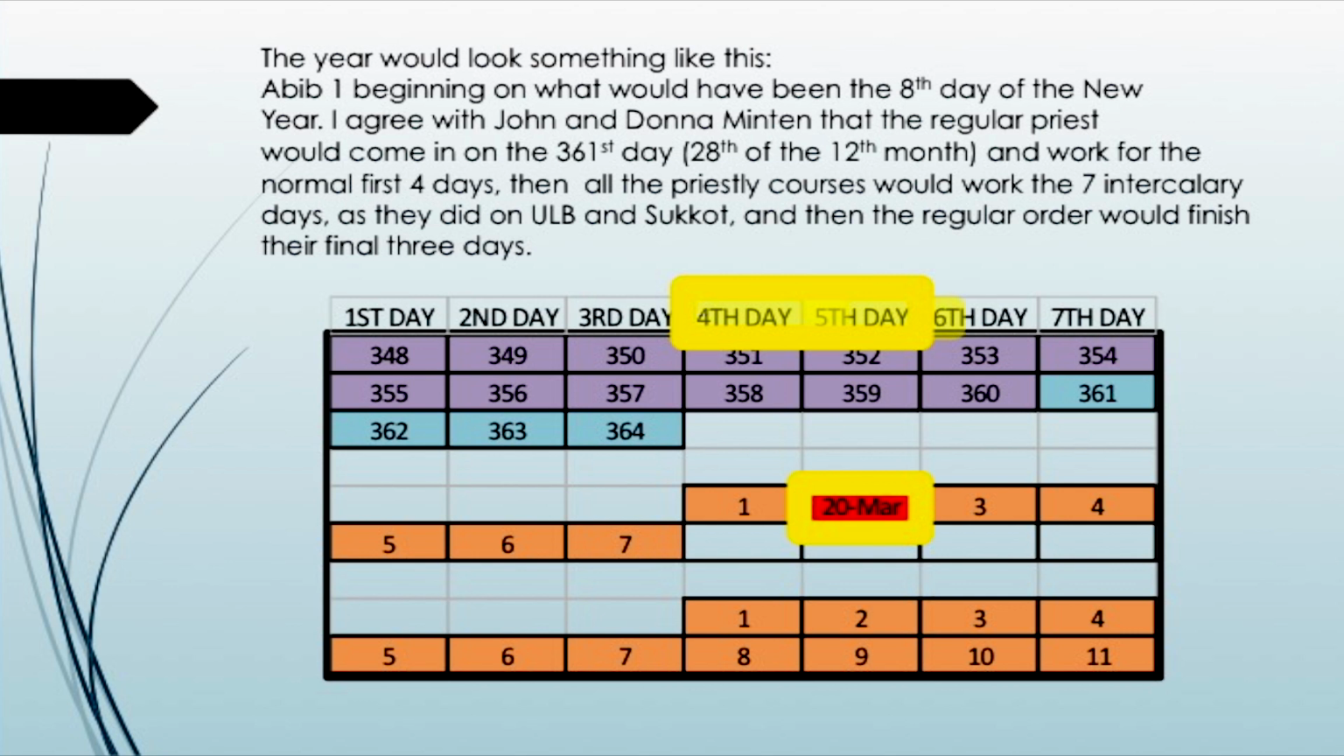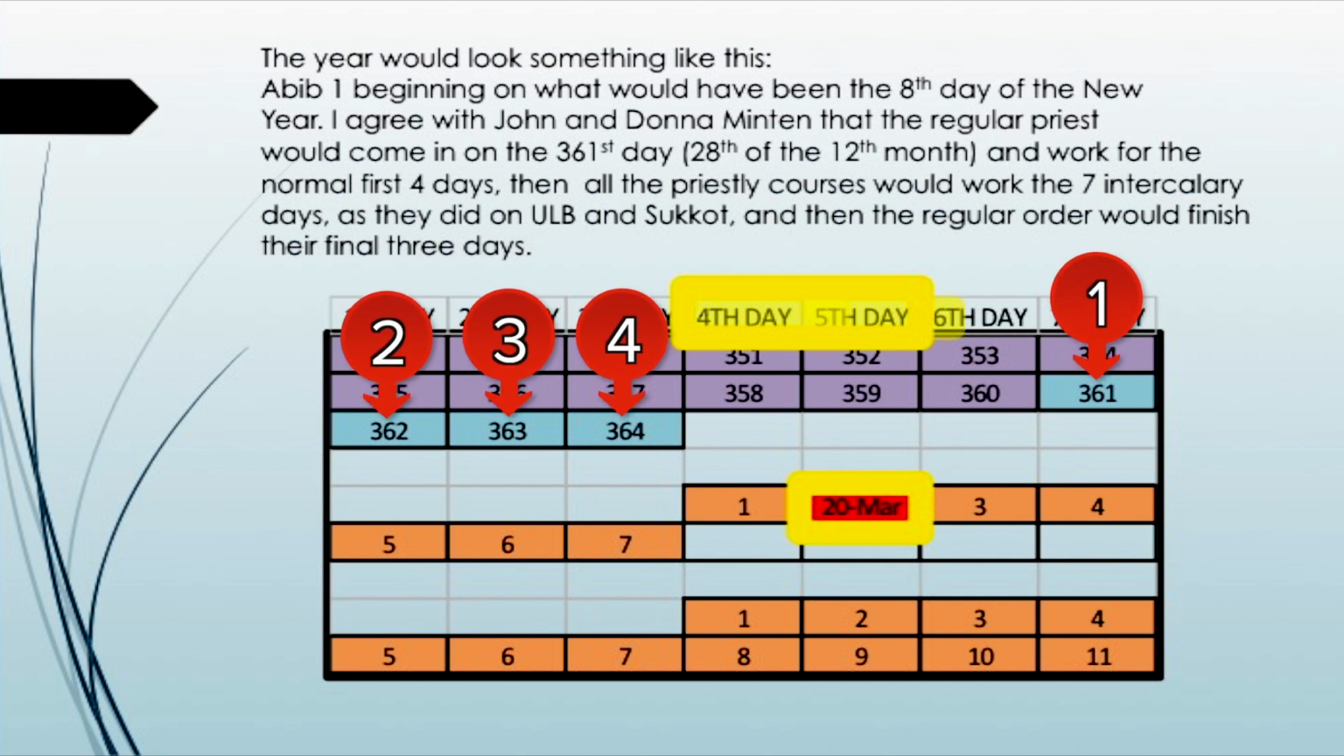So the year would look something like this. Abib 1 beginning on what would have been the 8th day of the new year. And I agree with John and Donna Minton that the regular priests would come in on the 361st day, which is the 28th day of the 12th month, and they would work for their normal first 4 days. Then all of the priestly courses would work the 7 intercalary days, as they always did on unleavened bread and Sukkot.